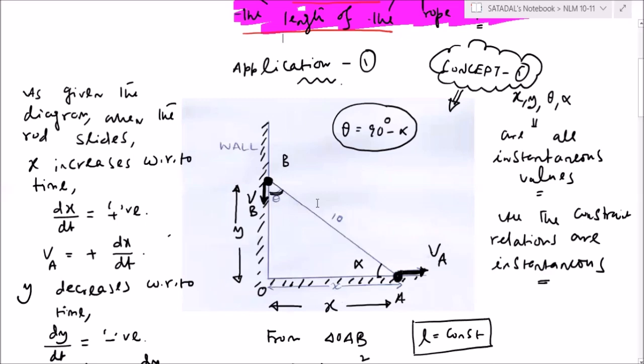Akash, you understood your point? Why it is not minus? Yeah, right.